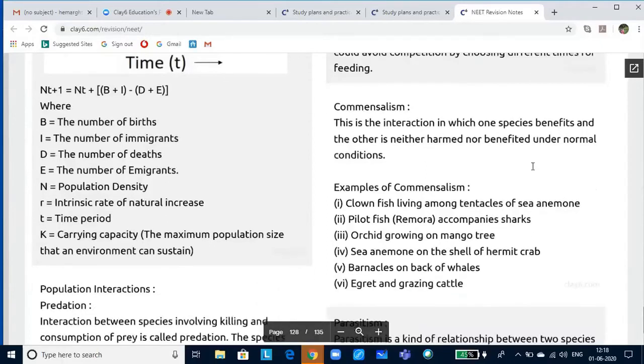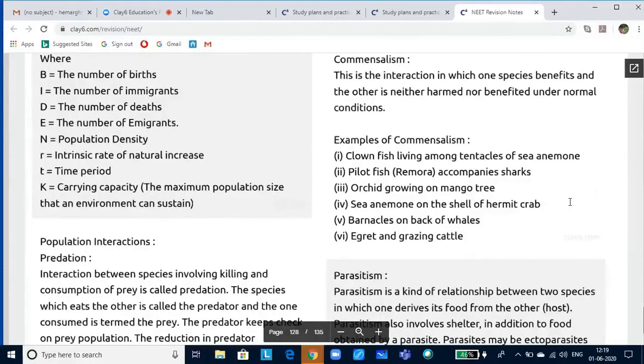If you look at examples, clownfishes live among the tentacles of sea anemones. The clownfishes will be protected because no organism will come near the tentacles of the sea anemone, and when the sea anemone moves, it also gets passively carried away. A pilot fish accompanies a shark. It is not going to help the shark in any way, but the pilot fish is protected and is also able to move very easily without fear of its predators.